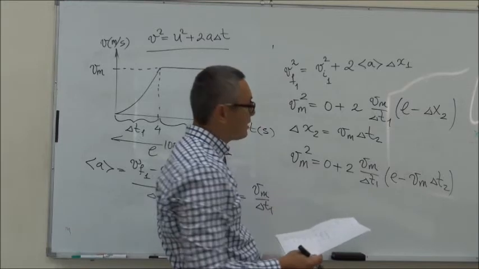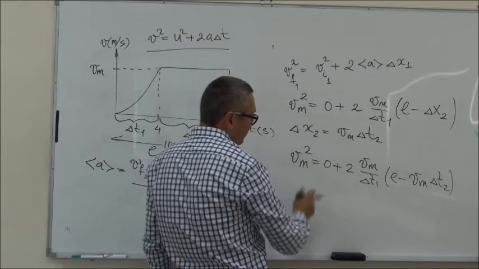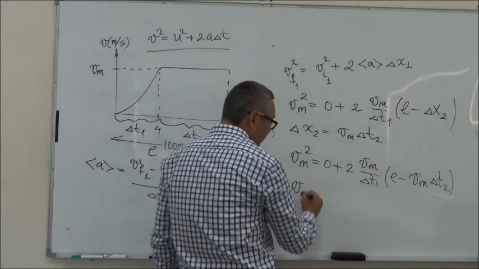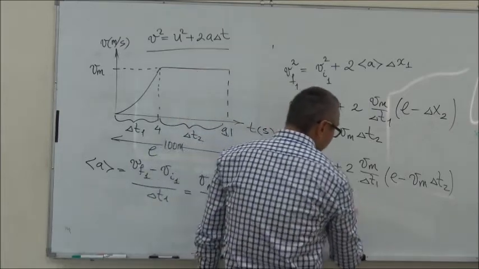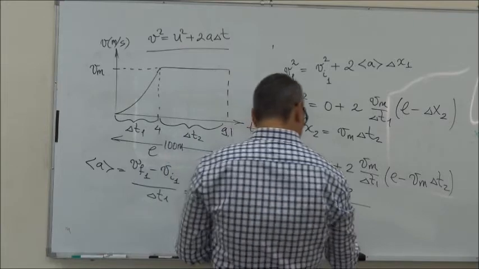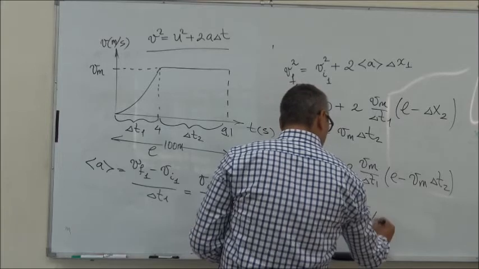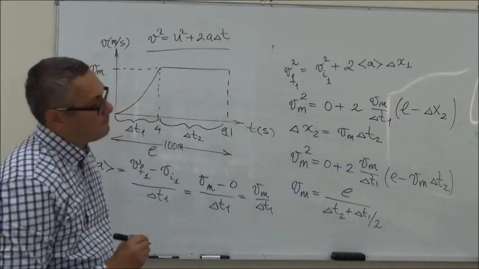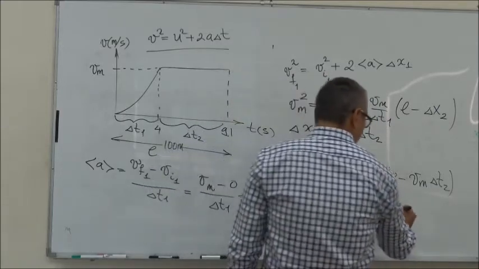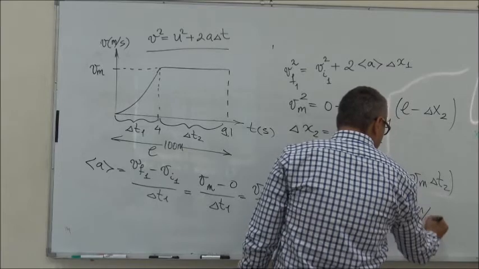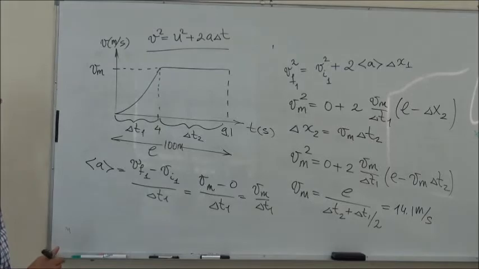After this, you just need to find Vm from this equation. Now, I would like to skip the algebra and just write the final answer for Vm. So Vm from this equation, and you can work it out yourself, is equal to L over delta t2 plus delta t1 over 2. If you then put the numbers in, the value that you get is 14.1 meters per second. So this is your maximum velocity, Vm.